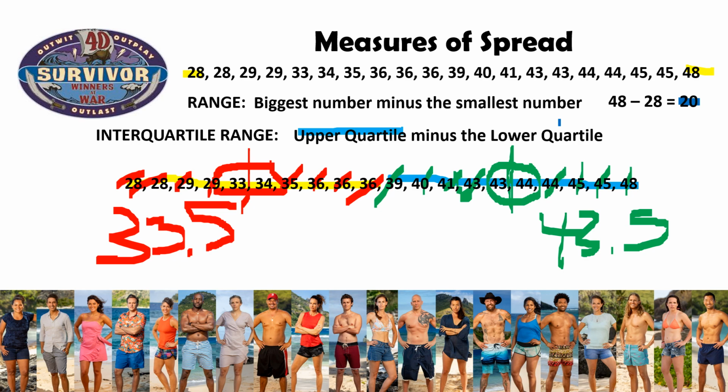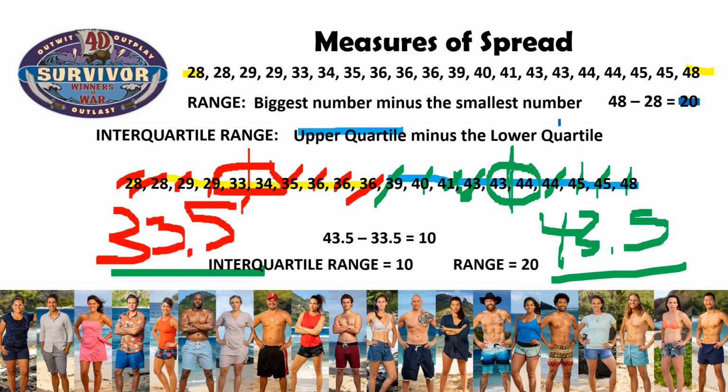So in order to find the interquartile range, we need to subtract the upper quartile minus the lower quartile. 43.5 minus 33.5 equals 10. So we've calculated that the interquartile range is 10 and our range is 20 for season 40.